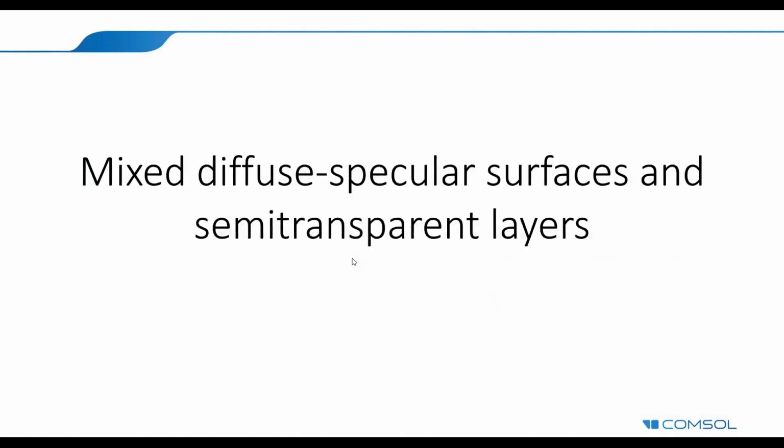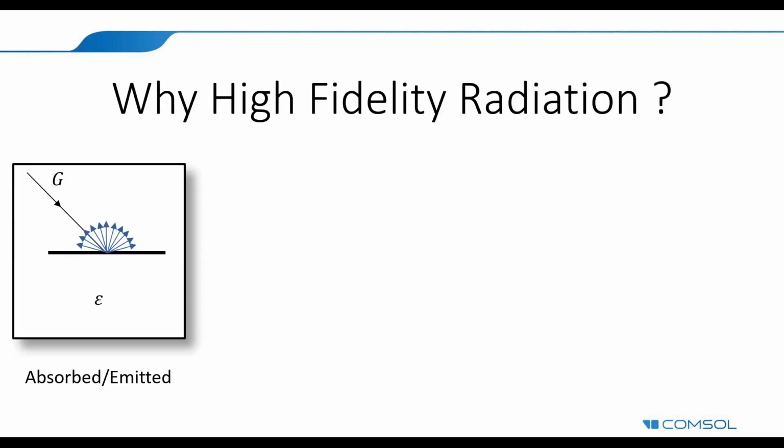Okay, so to continue on the high fidelity models, now I would like to say a word, and I've seen that I had a question about specular reflection, diffuse reflection, and I will also cover semi-transparent layers. So what is that, and why is it of interest, again, to get high fidelity temperature distributions? So first of all, what happens to radiation when it reaches a surface?